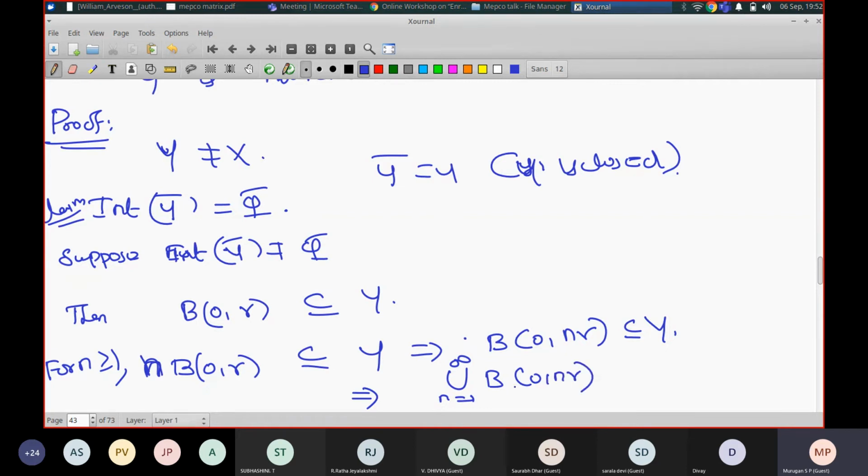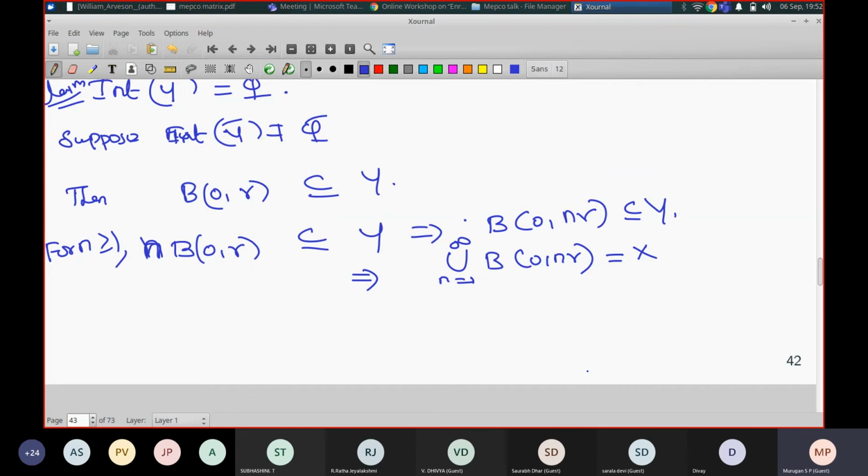So what is this? When n is very large, this union coincides with your x, but this union is completely contained in y. This implies y equal to x. But this is a contradiction because our y is proper. See, y is not equal to x, right? This is a contradiction. Therefore, y is nowhere dense.